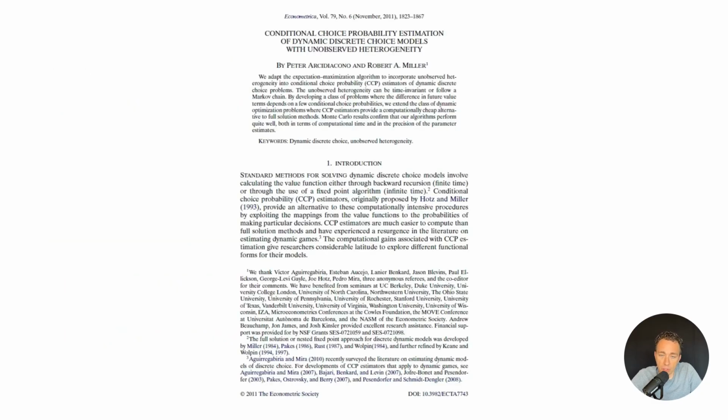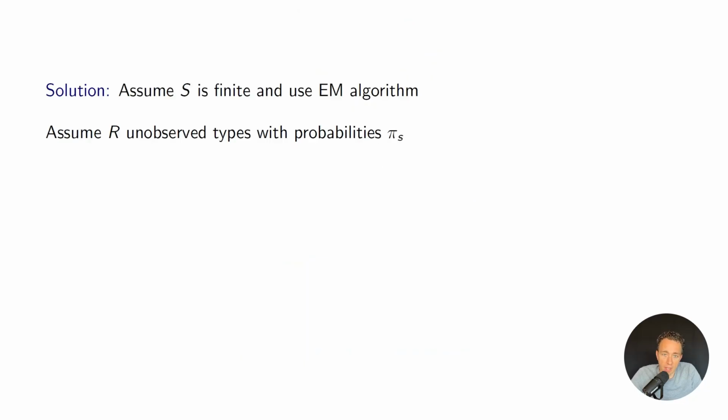The paper that we're going to review that introduces this tool that will get us around this problem of not being able to observe the states is this Econometrica paper from 2011 by Peter Arcidiacono and Bob Miller. The solution that they point out is that we can assume that the unobserved state S is finite, and then we can use the EM algorithm to basically treat this unobserved variable as observed and use that to form choice probabilities, and then we're back in business with the regular CCP stuff.